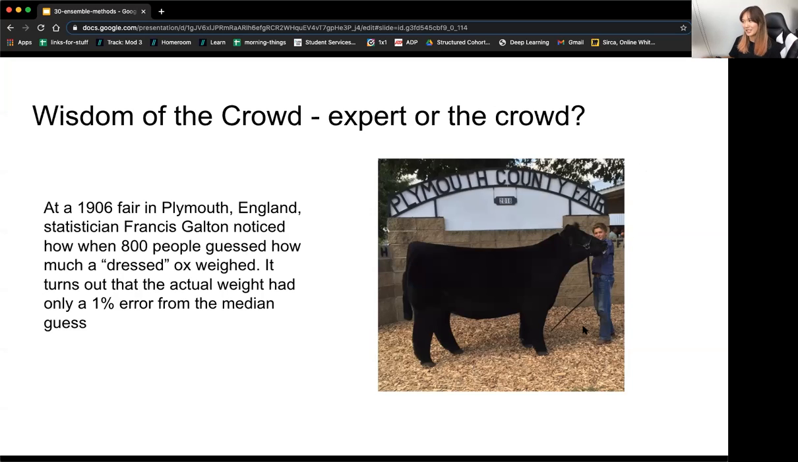With this specific example, this statistician found that when 800 people guessed how much this ox weighed, the actual weight was only 1% off from the median guess. So what they're saying is that an aggregation of a bunch of people's random guesses tends to be better than just one person making an educated guess. That's basically the idea ensemble methods are based on: the aggregation of many people's guesses being better than just one person's guess.